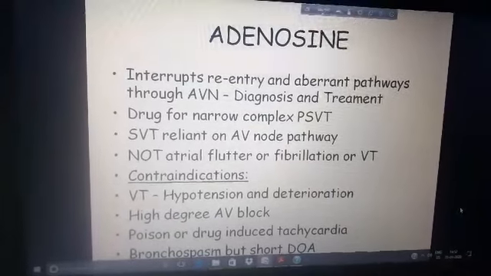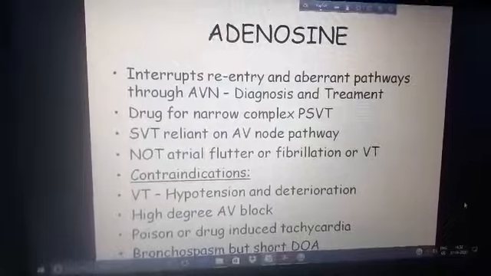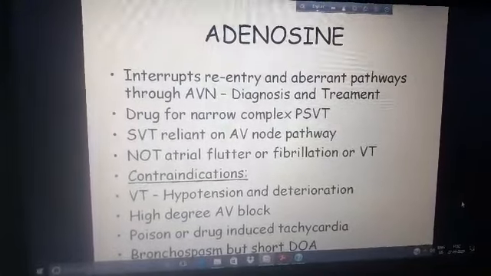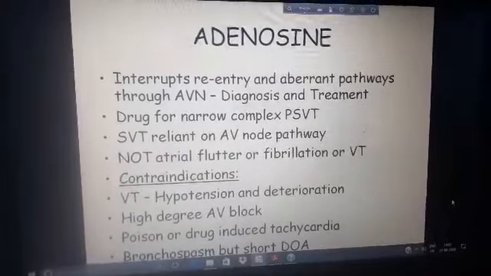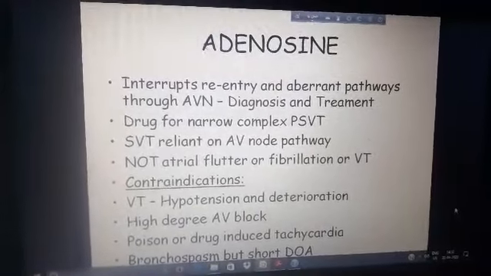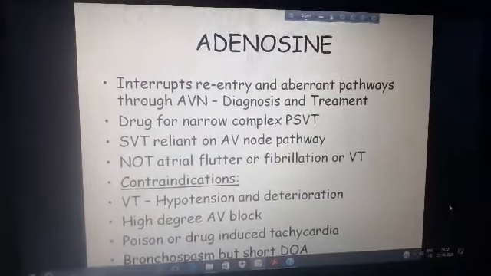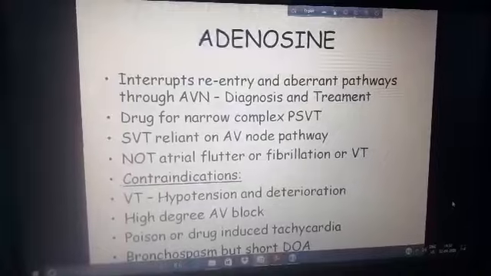So PSVT is treated by adenosine, and often it is difficult to diagnose from the ECG whether it is SVT or VT, supraventricular tachycardia or ventricular tachycardia. Often, if we give adenosine and it reverts to sinus rhythm very rapidly, then it is confirmatory. So it can be used as a diagnostic test of SVT.